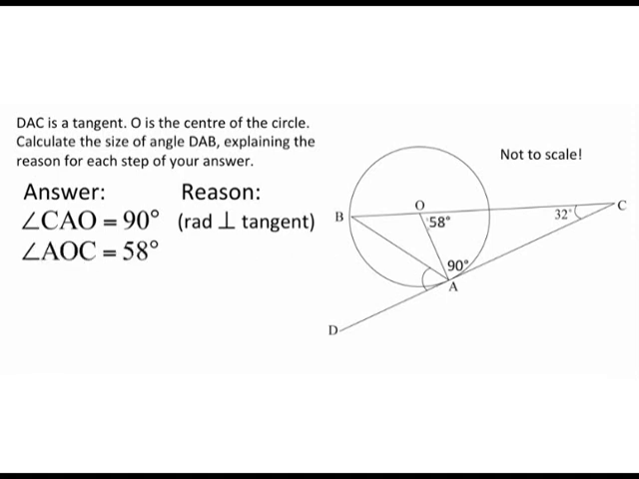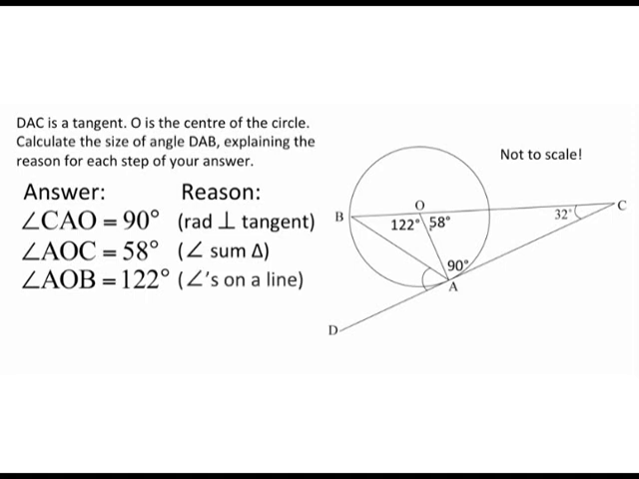Next, we know that interior angles of a triangle add up to 180 degrees. So we have that AOC is equal to 58 degrees because of the sum of interior angles of a triangle add up to 180 degrees. Next, we can note that BOC is a straight line at O. It forms an angle of 180 degrees at O. We already have 58 degrees, and so the remaining angle is 122 degrees. So angle AOB is equal to 122 degrees because they make angles on a straight line.